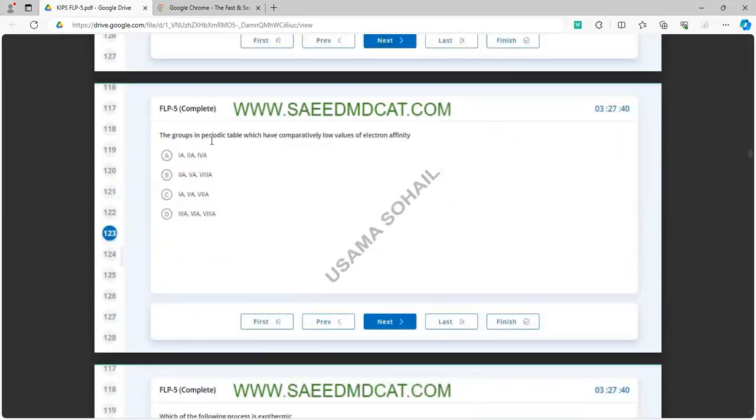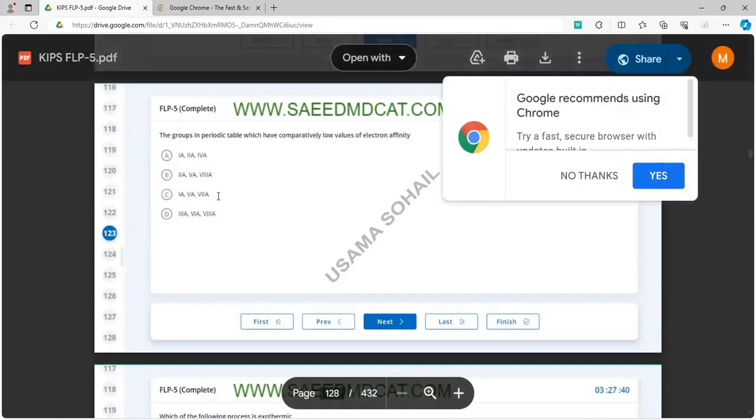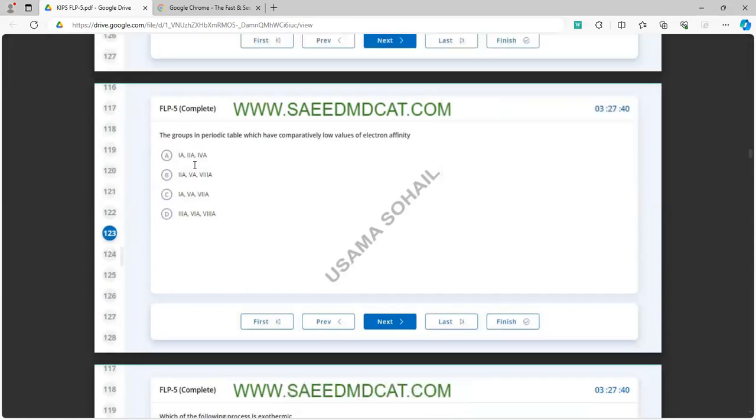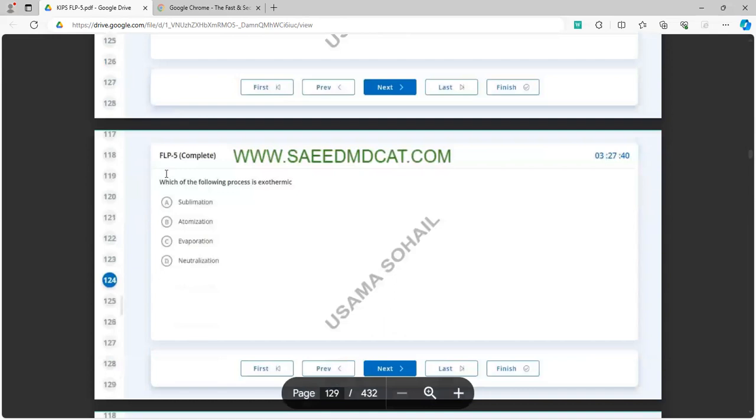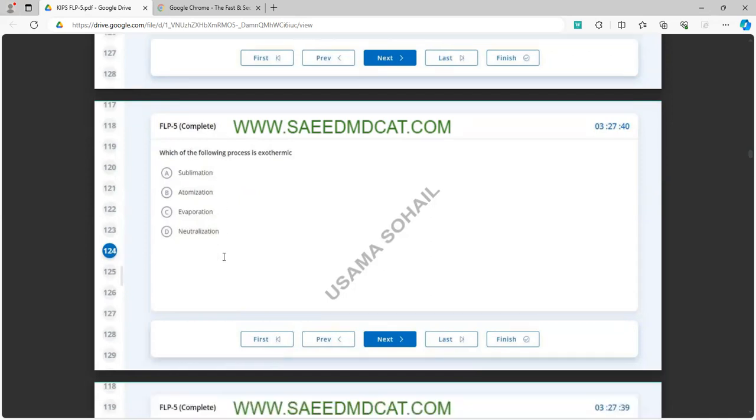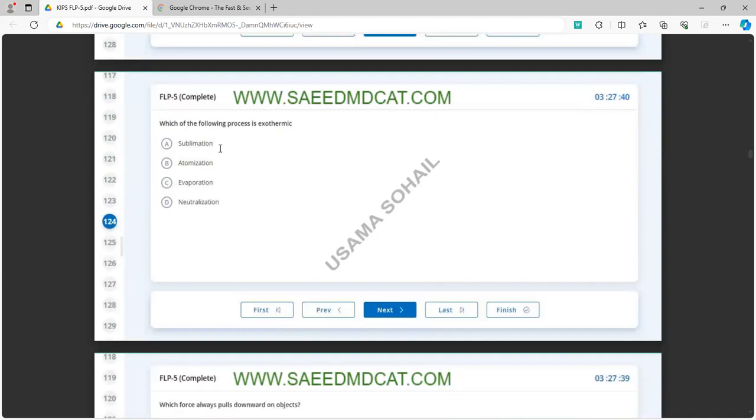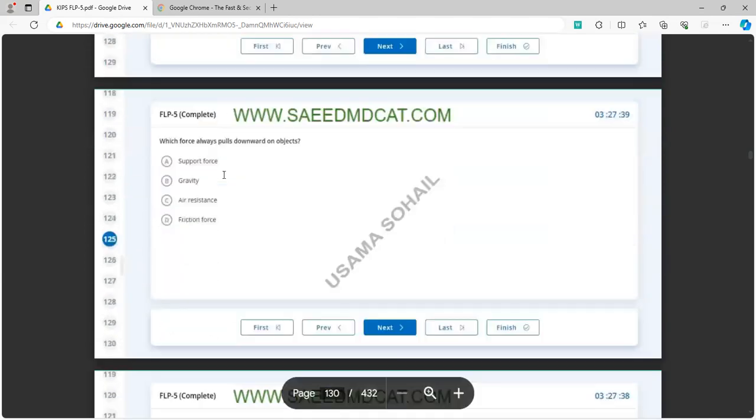Now, the groups in the periodic table which have comparatively low values of electron affinity, you just have to remember the trends in it as well. And they are group 2A, 5A, and 8A. B is the answer. Which reaction is exothermic, which obviously releases heat energy? So the correct answer will be neutralization reaction. All the other three reactions are endothermic reactions which require energy to take place.